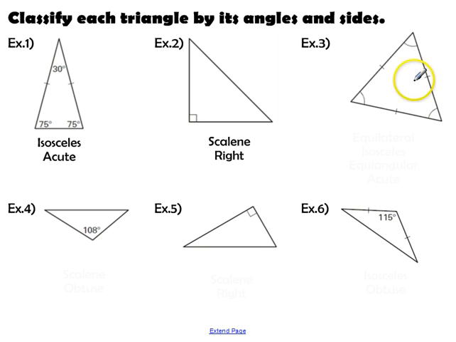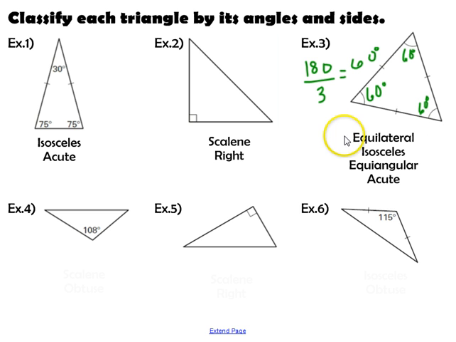But the other thing we know is that the angles of a triangle add up to 180 degrees. So if all three of these are exactly the same and you divide by 3, that means each of these angles is going to be 60 degrees. So if each of these angles is actually 60 degrees, 60 degrees is less than 90 and it's acute. That means that we have three acute angles. So the classification for example 3 is equilateral, isosceles, equiangular, and acute.